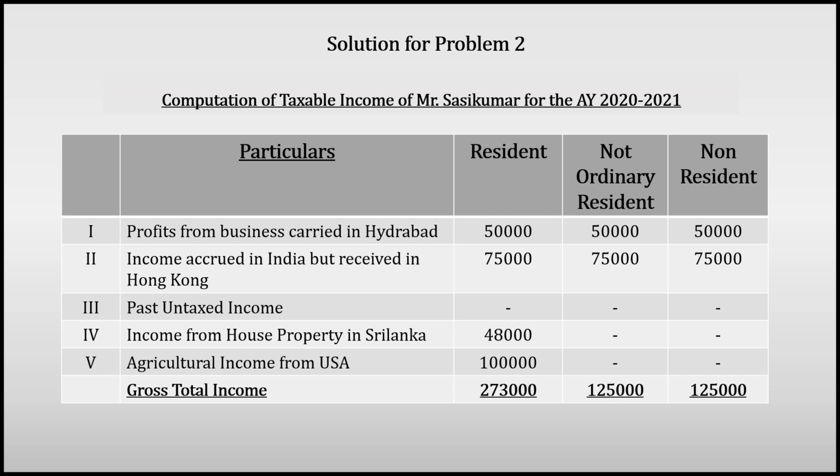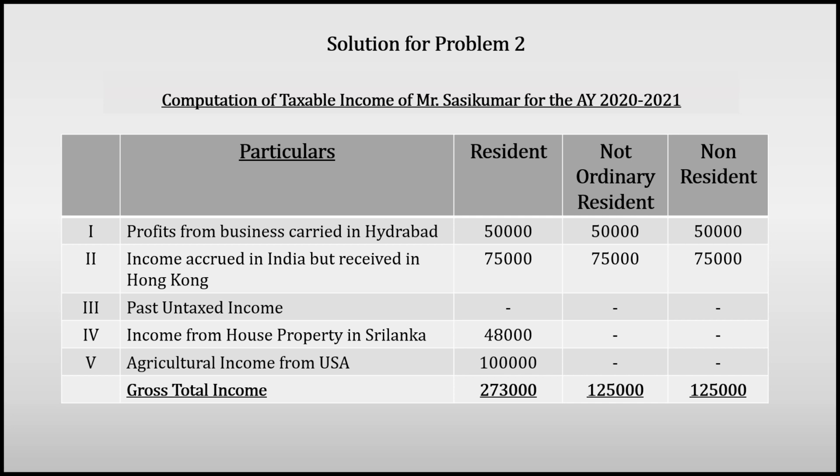So you take the first type of income, which says profits from business carried from Hyderabad, rupees 50,000. So the profit is coming from a business conducted inside the country. So obviously it is going to be taxed for all the three types of residents. So you put it in all the three columns.